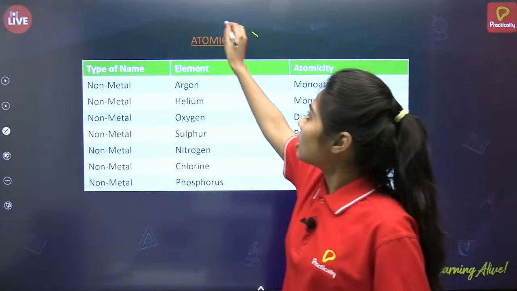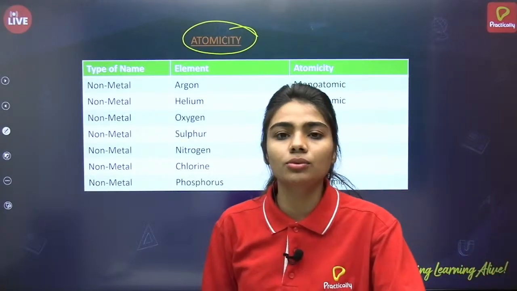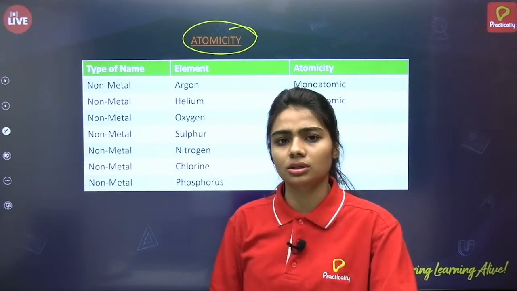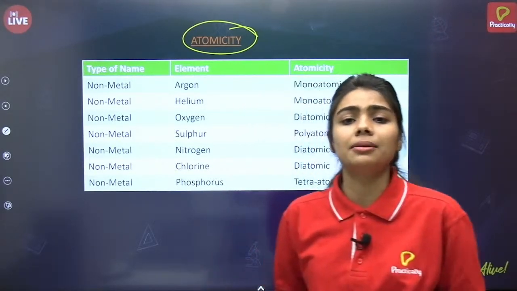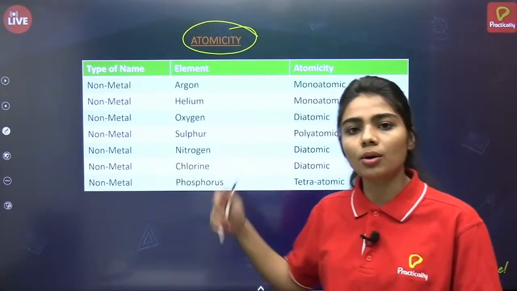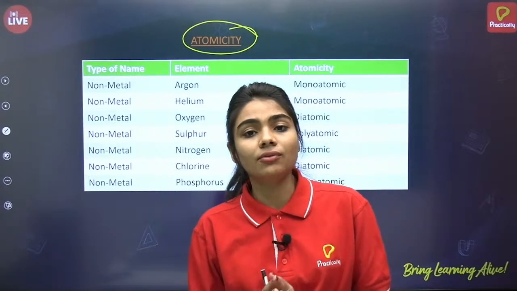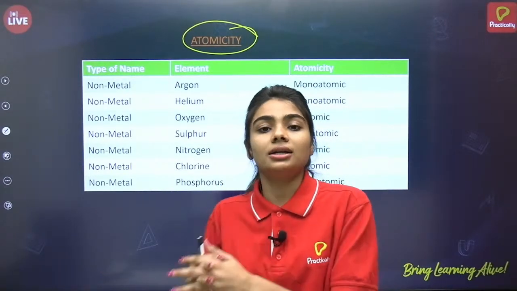Now let's talk about atomicity. What is atomicity? We have learnt about the molecule. Molecules are the smallest particles of an element or a compound that can exist independently. But what about atomicity? Actually, how the atoms are combining with each other determines its atomicity.